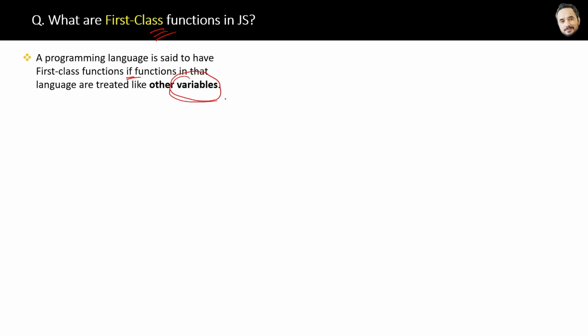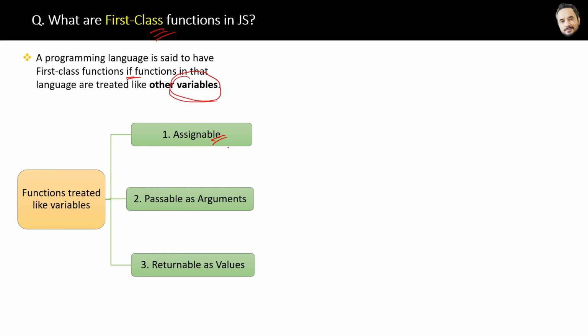Like we can do several things with the variables. First, we can assign variables to another variables. Then we can pass variables as arguments. And also we can return variables from the function. Similar things we can do with functions also. And that's why we call functions as first class functions in JavaScript.